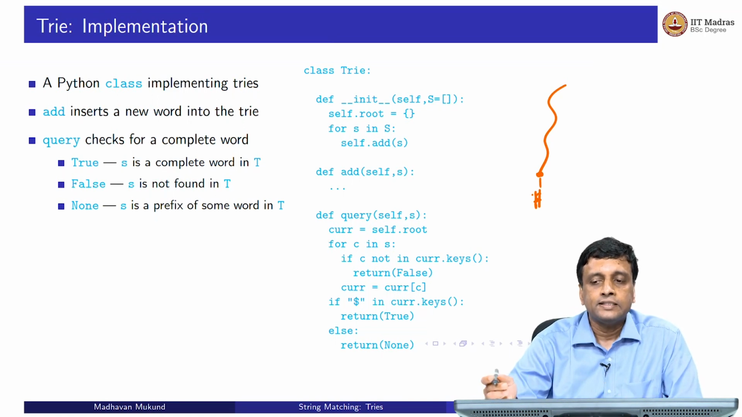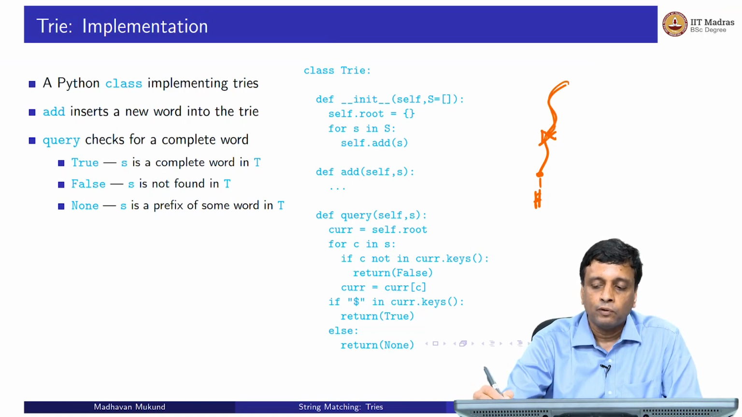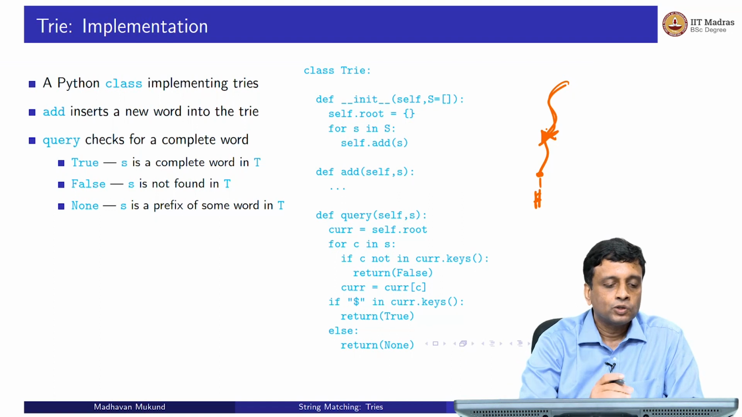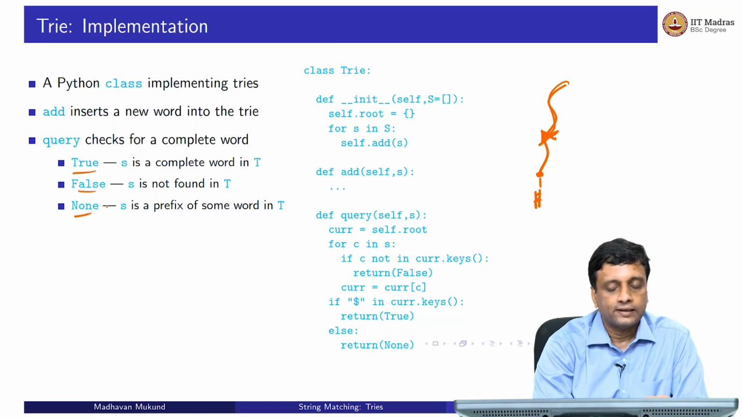Otherwise, I might reach a situation where midway I get stuck, and then I can say no, the word does not exist. The third possibility is that I reached midway and my word ended, the word I am looking for terminated, but it is not a complete word as far as the trie is concerned. So we return three values, true, false and none in this case, right?